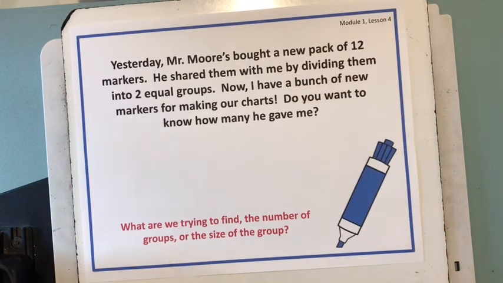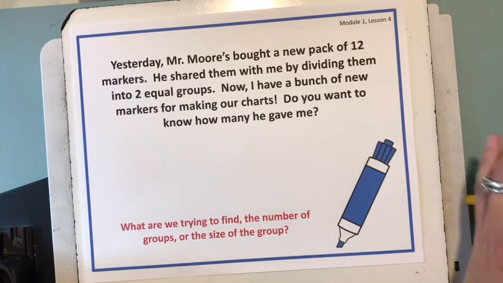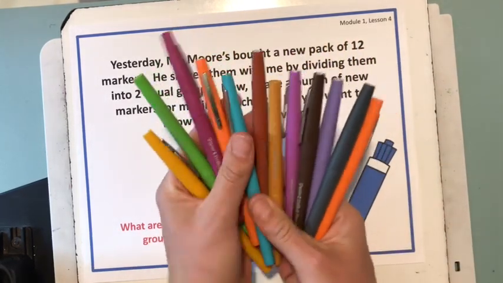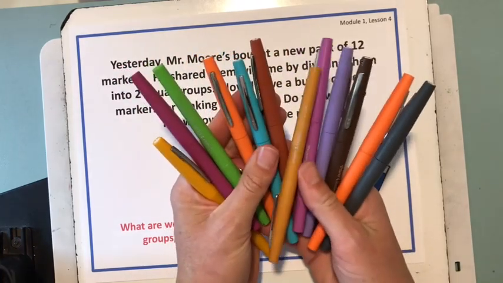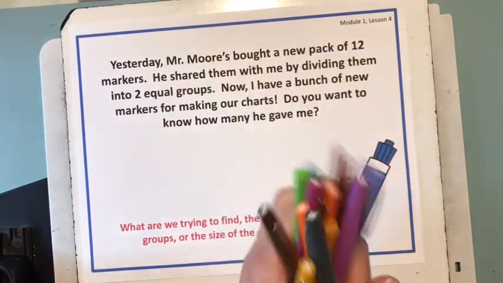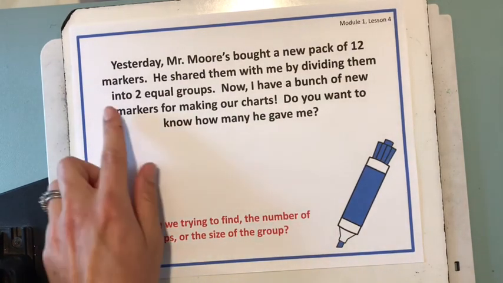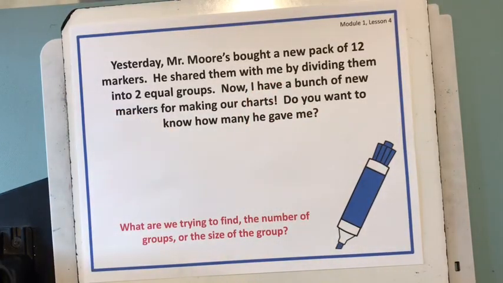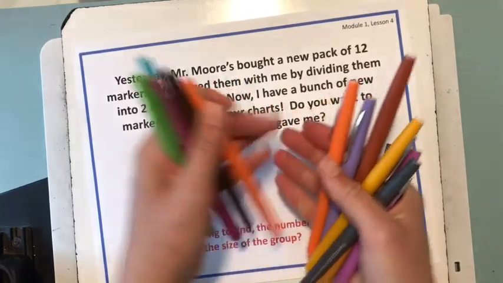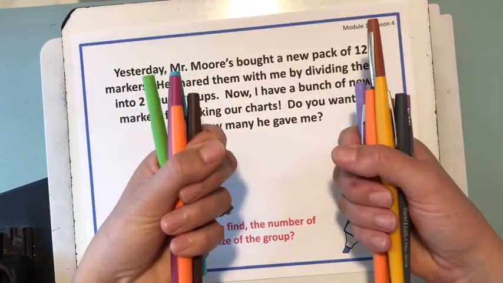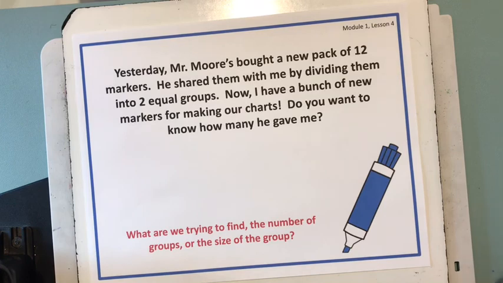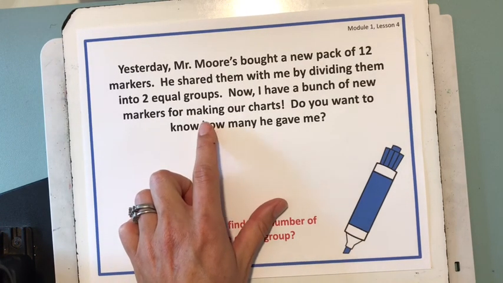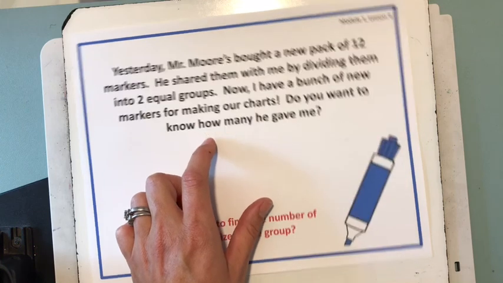All right, I have a scenario for you. So yesterday, Mr. Moores came to me and he brought me a new pack of my favorite markers. My students know I love these markers. These are my favorite markers, right? So he brought me this new pack of 12 of them. There's 12 of them. And he shared them with me by dividing them into 2 equal groups. So he got half and I got half, and we had equal groups of markers.